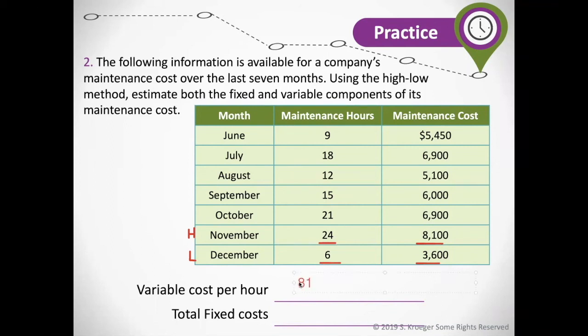We would do 8,100 minus 3,600, which equals 4,500. We would divide this by 24 minus 6, which equals 18. 4,500 divided by 18 is 250. So our variable cost would be $250 per hour.